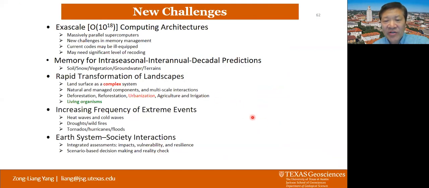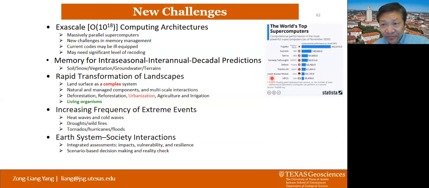So I summarize based on literature review. I have presented this in the past few years. There are 5 categories representing new challenges. One is exascale or even greater computational architecture. Some legacy code, the computer programs, may need to be rewritten. I know some climate models are starting to be written in Julia, like the Caltech climate model. This takes advantage of computer architecture, and also better addresses memory for predictions across longer timescales by considering the memory processes inherent in snow, soil, groundwater, terrain, and vegetation.